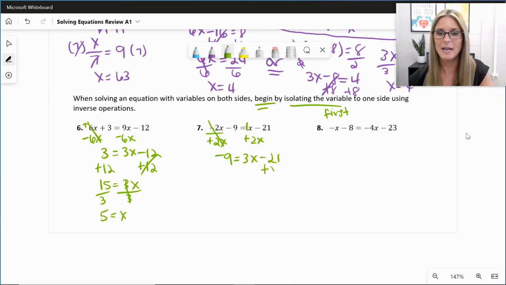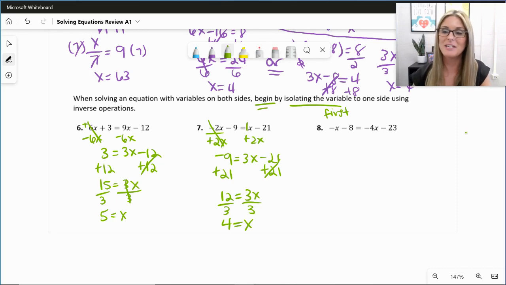Keep solving your two-step, add 21 to both sides. Negative 9 plus 21 is going to leave us with 12 equals 3x. Divide by the coefficient of 3. 12 divided by 3 is 4 equals x. Final answer. Last one, number 8.